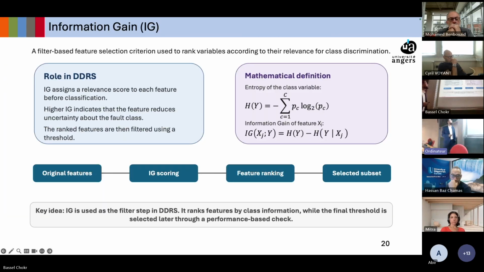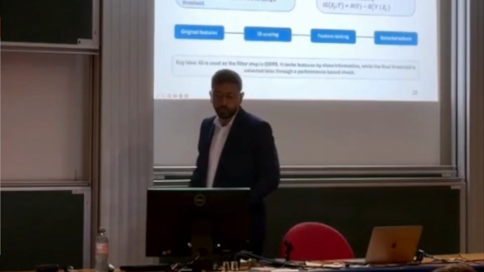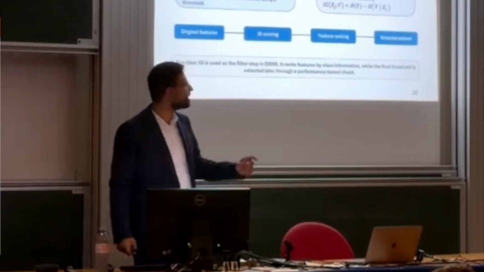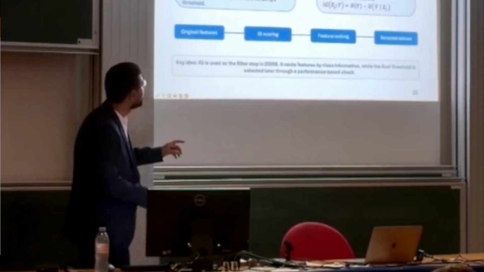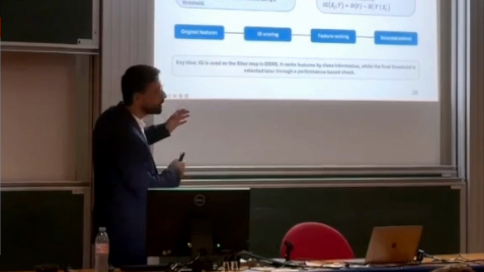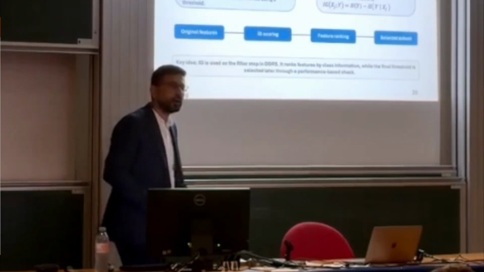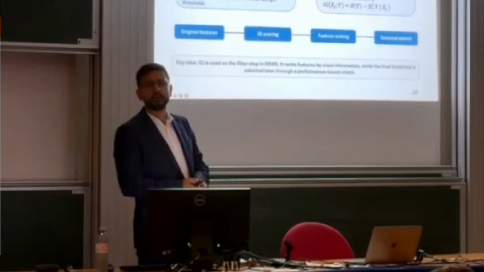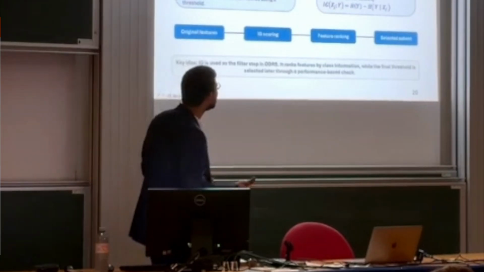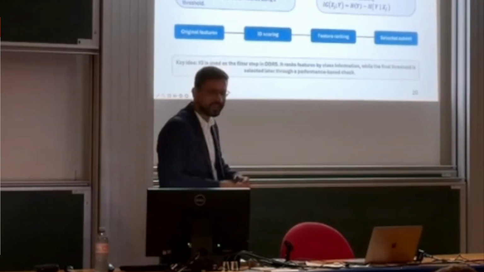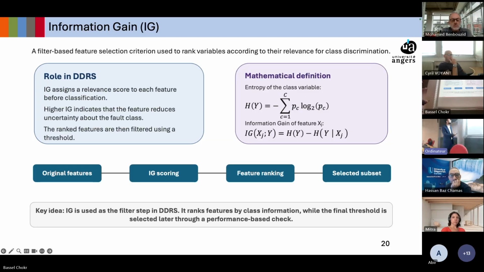The role in DDRS of information gain is that it will be ranking the features. And here we see the mathematical definition of IG relying on the Shannon entropy equation. Furthermore, we get the entropy of the parent nodes and the child nodes. We will see in the next slide how we can calculate that. So we proceed from original features, IG scoring, feature ranking, then selecting the subset.